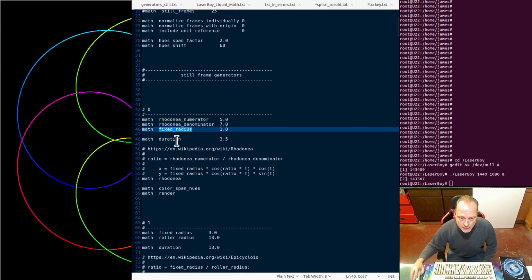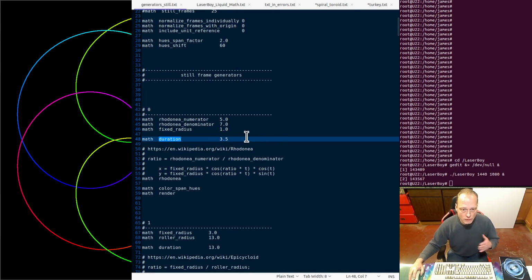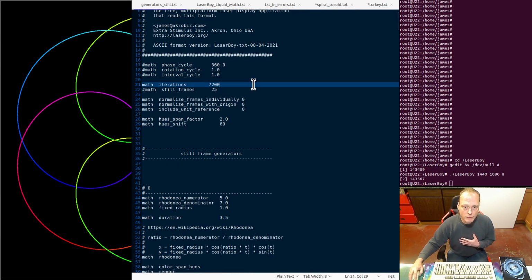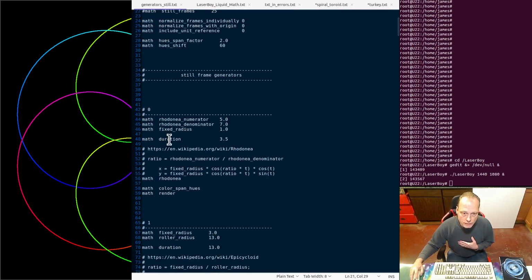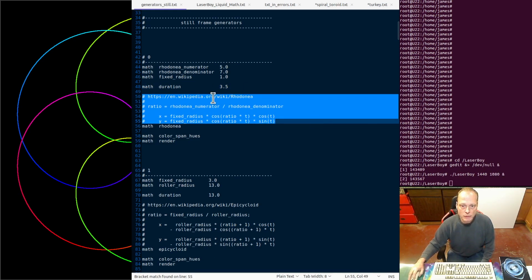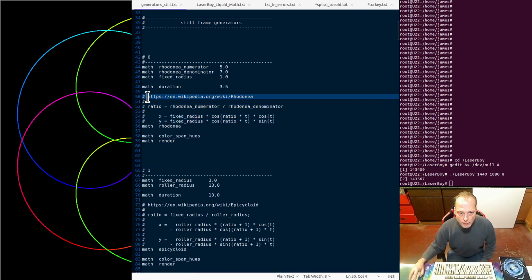I'm setting the parameters here, and I can set the duration to whatever I want. Remember, that would be from 0, because start isn't here, but by default it's 0 through duration, right? And then this is all remmed out, so LaserBoy just completely ignores this, but it's here for information. You can look this up on Wikipedia, and it tells you all about the Rodonea curve. And then ratio is calculated because I didn't want to have to keep calculating it over and over again in these expressions. But these are in fact the expressions that make x and y.